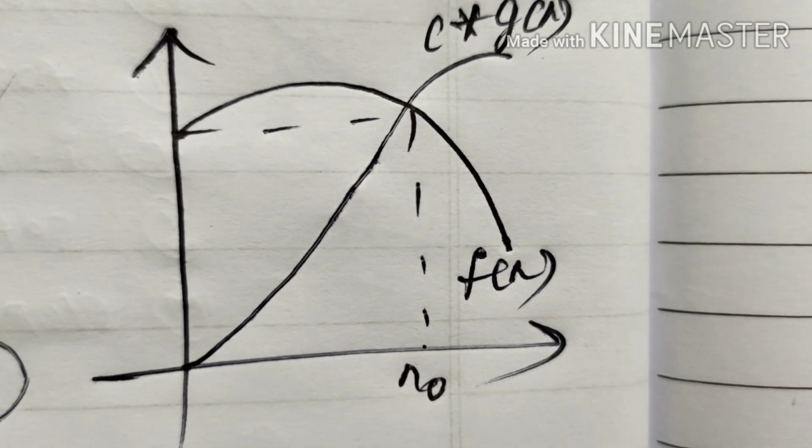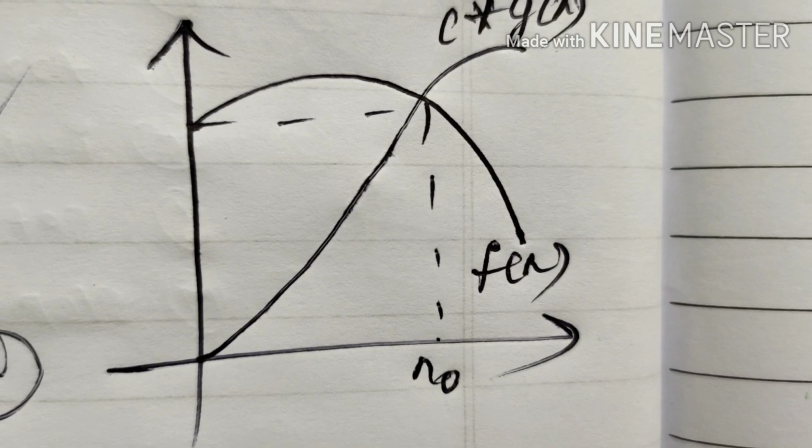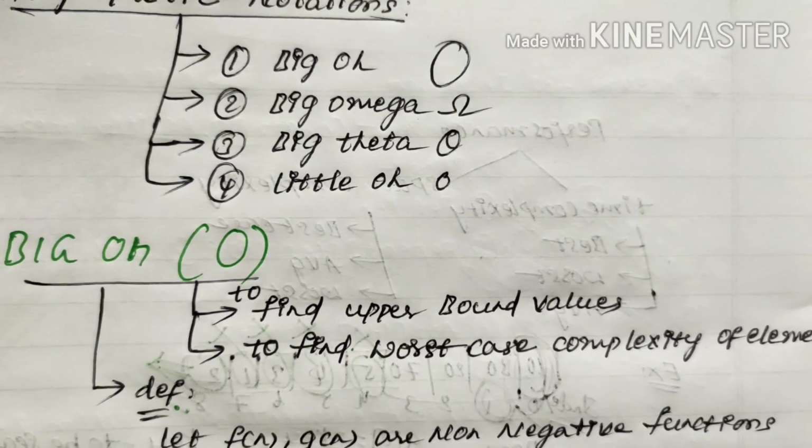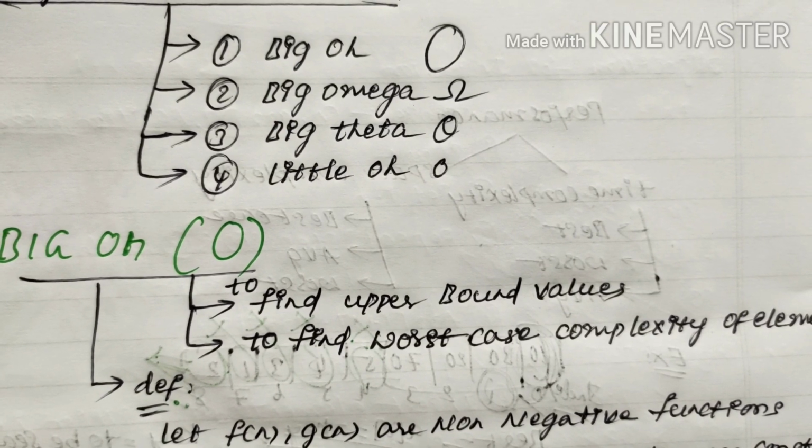This is the graphical representation for big O asymptotic notation. Let's have a brief look at it. Tomorrow we are going to discuss further concepts other than this big O concept.